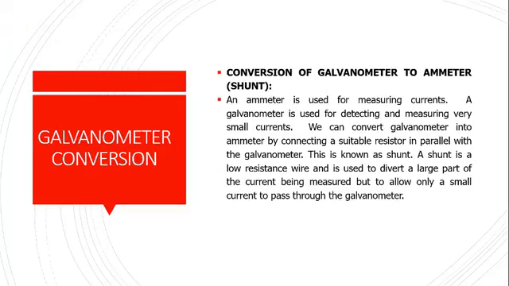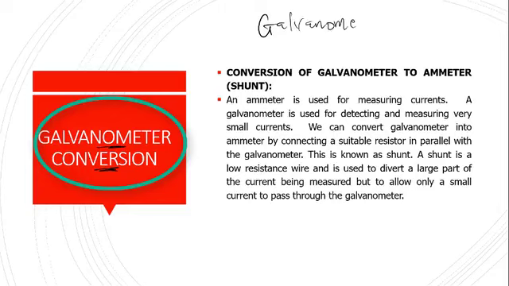Now let's look at galvanometer conversions, still under measurement in electricity. We have a galvanometer, which is an instrument used to measure very small quantities of electricity. Another instrument we use to measure electric current is an ammeter. But a galvanometer helps to show infinitesimally small amounts of current.